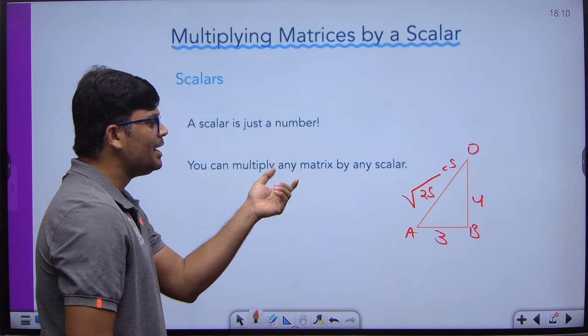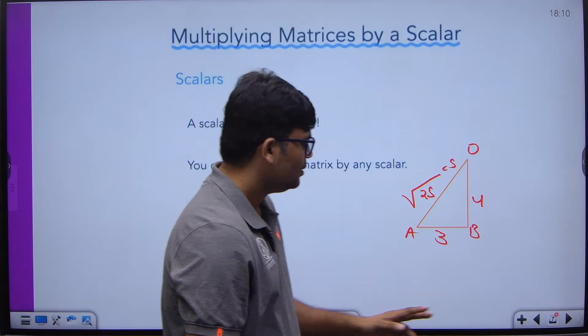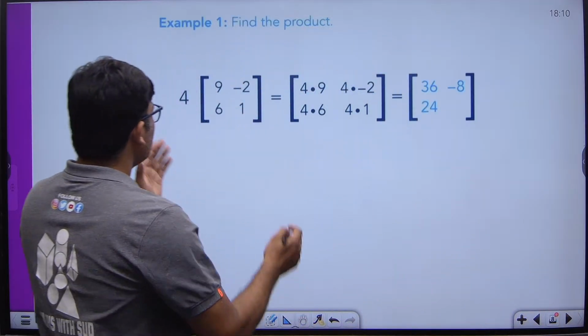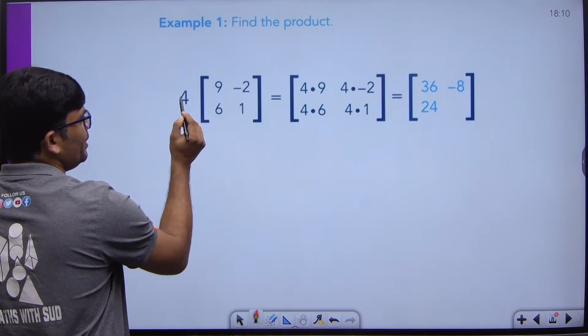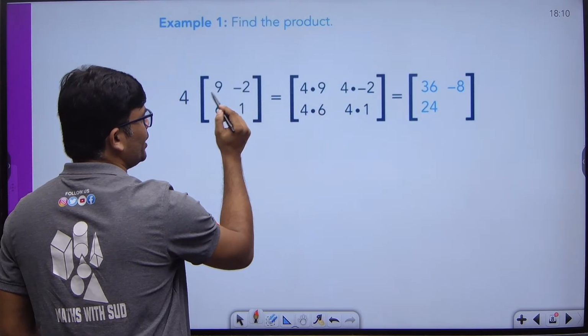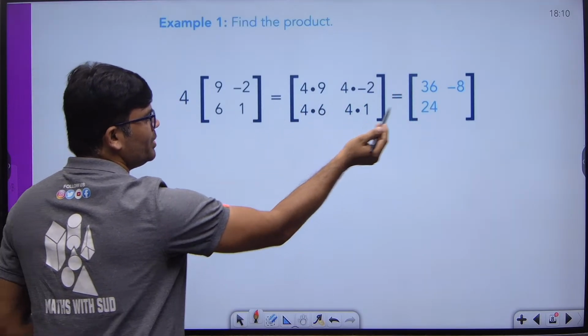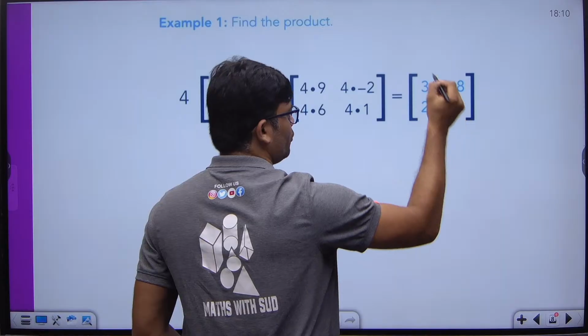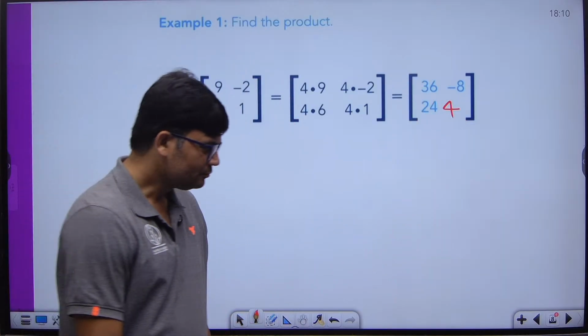You can multiply any matrix by any scalar. It is a constant, you can say. So for example, find the product of 4 times this matrix. You will multiply 4 by 9, 36, 4 times minus 2, minus 8, 4 times 6, 24, 4 times 1, how much? 4. Are you getting it? Yes. Wonderful.